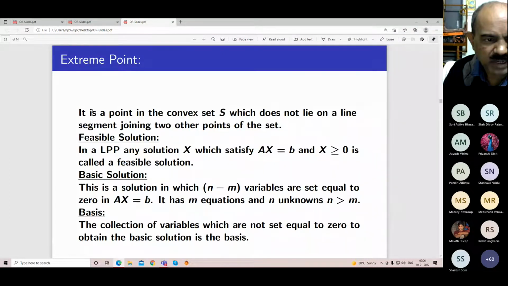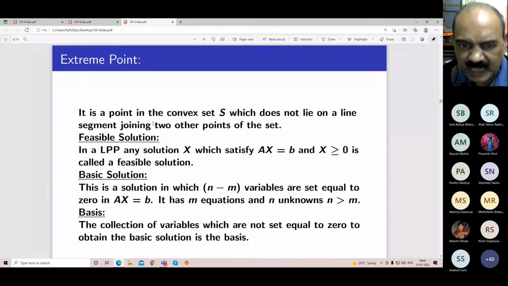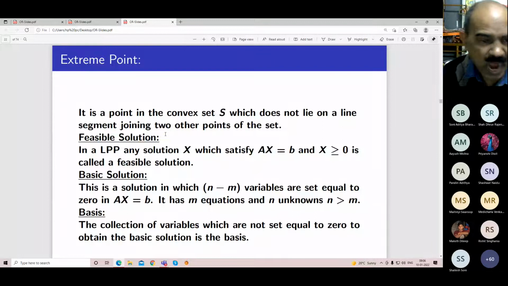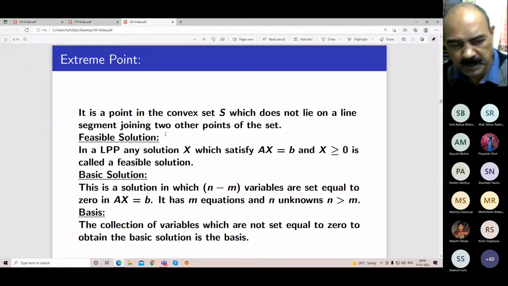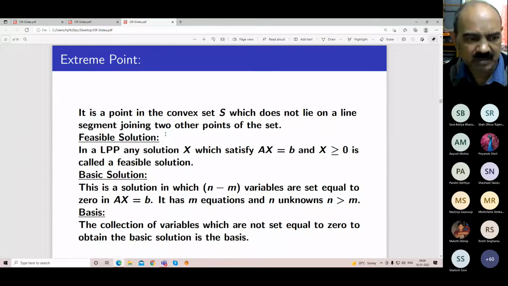So in a convex set, an extreme point means a point which does not lie on the line segment of other 2 points. Extreme points, either it is point A or point B. So other than these 2 points, all are on the line segment.